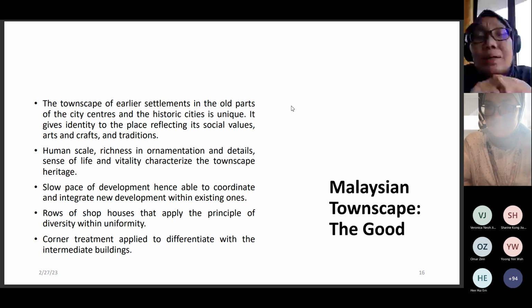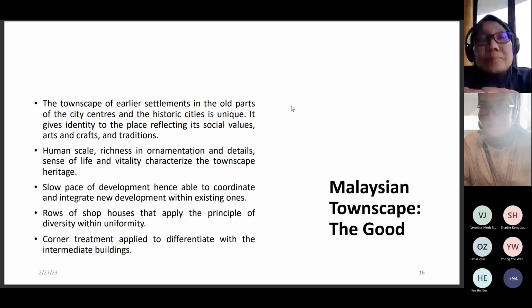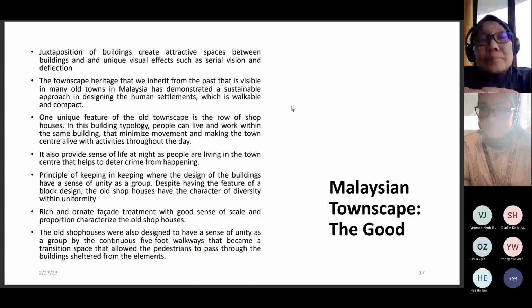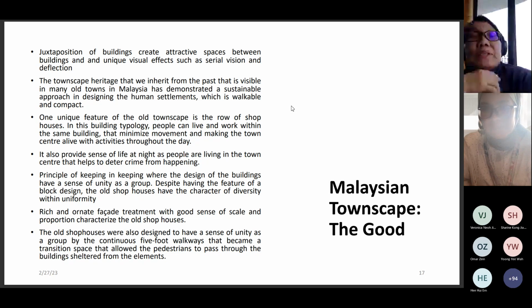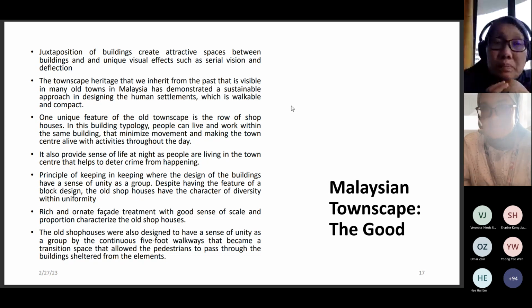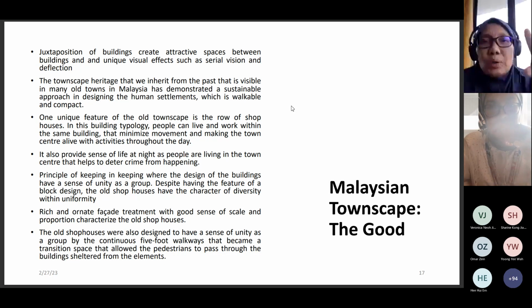Next. And then we also have good juxtaposition of buildings, which creates attractive spaces between buildings and unique visual effects such as serial vision and deflection. You can see this one last time.